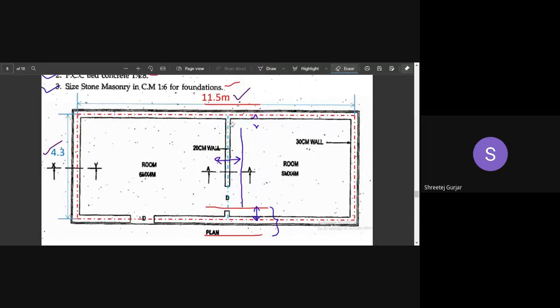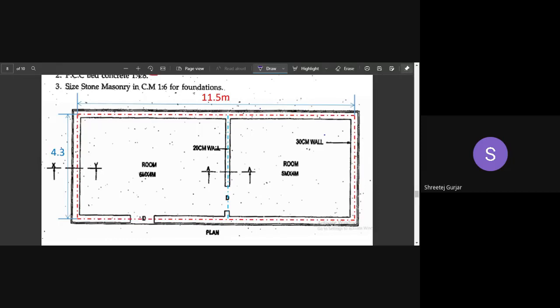Let me erase all this. Okay, so you can see I have marked in red your 30 centimeter wall. This is the centerline length of the 30 centimeter wall. The total centerline length will be the summation of this. The total length of this red line will be the total centerline length of my 30 centimeter wall, and the length of this blue line is the total centerline length of my 20 centimeter wall.